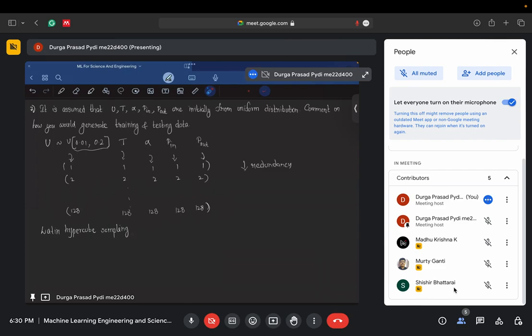But the point that I want you to understand here is that how you generate training and testing data is also important. That's the whole takeaway from this particular question that I wanted to choose here.